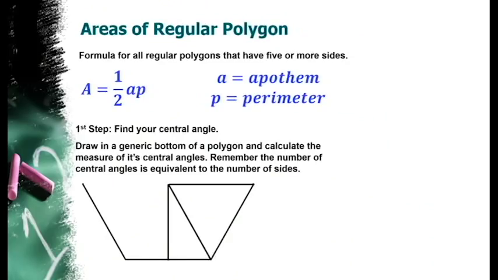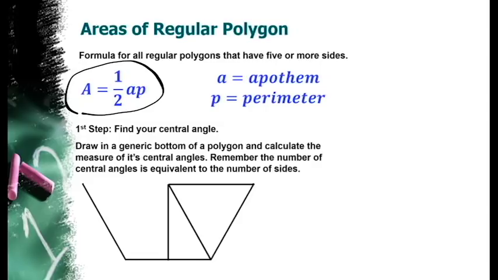The rest of the possibilities kind of fall into one category where we're going to use the formula area equals 1/2 apothem times perimeter. So our goal is to find the apothem and perimeter of every situation that we come across. First thing I would do is draw out a generic bottom of a polygon, like I did down here on the bottom of my page, just to help calculate the measures of the central angles and any side lengths that we have to use.